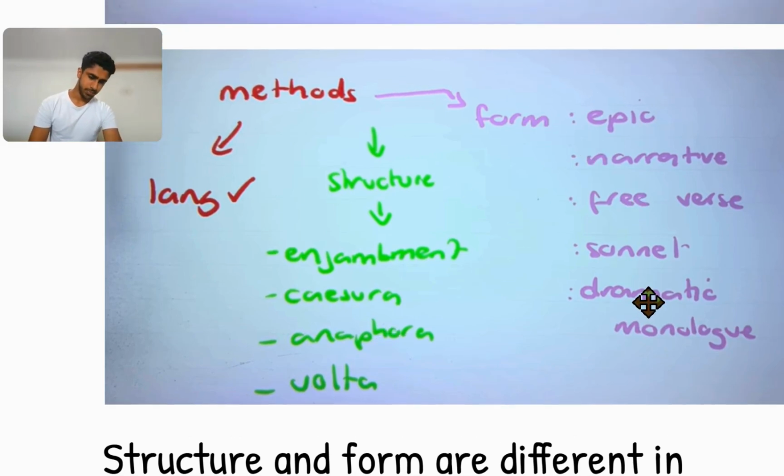Then there's form. Now form is a bit different, but the way I'll explain form is that we have content online. You can have a short, you can have a reel, you can have a video, you can have a podcast. The poetic version of that is just form. You can have an epic, you can have a narrative, you can have a free verse, you can have a sonnet, and you can have a dramatic monologue. So if you're struggling to understand form, just think of it as a short, a reel, or a podcast, or long form video.